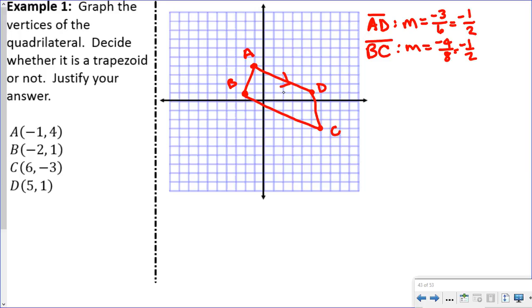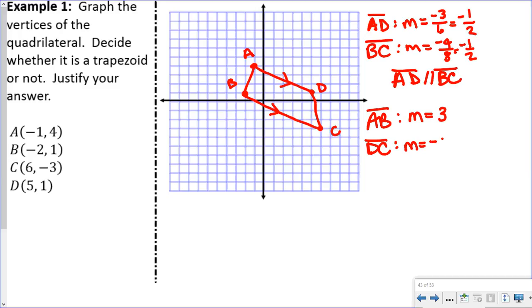You can either just mark it in your picture that way, or you could write out segment AD is parallel to segment BC. That's your conclusion based on the slopes that you found. Okay, now let's do AB. Now, even though you just found one pair of parallels, you can't be finished and say it's a trapezoid because you have to show that there's only one and that the other pair is not also parallel. So AB, go 1, 2, 3, up 1 over 3, so that's 3 over 1 or 3. And then DC is 1, 2, 3, 4, down 4 over 1, so that's -4.